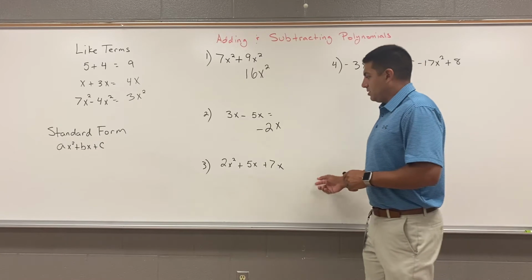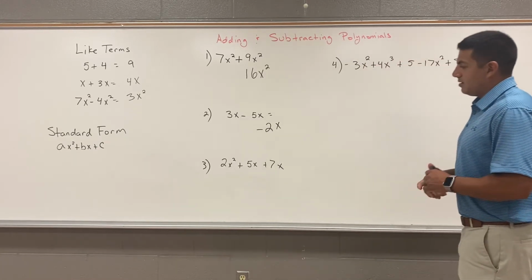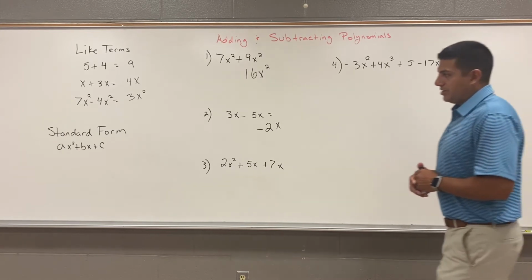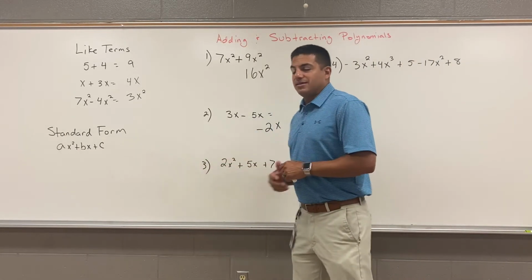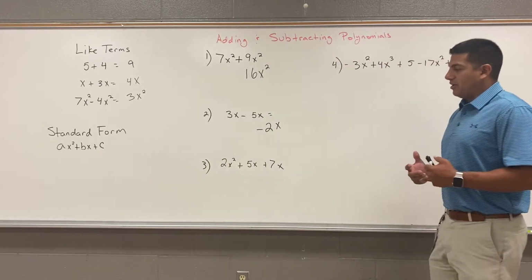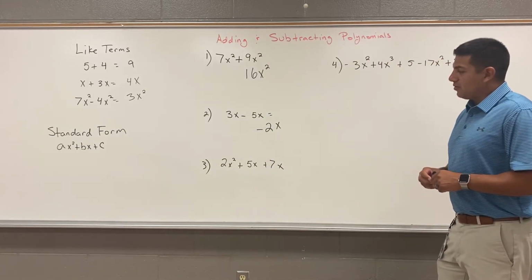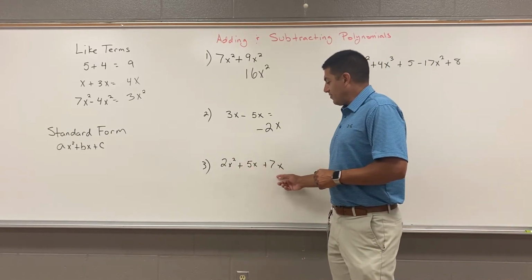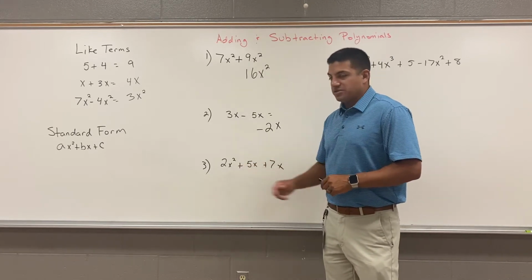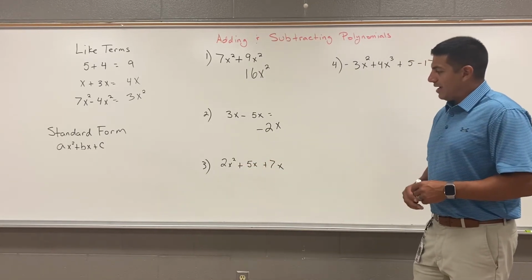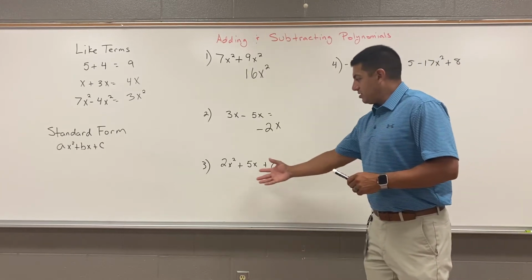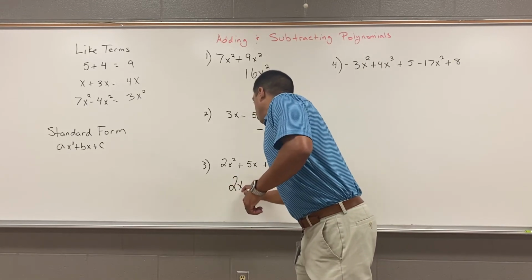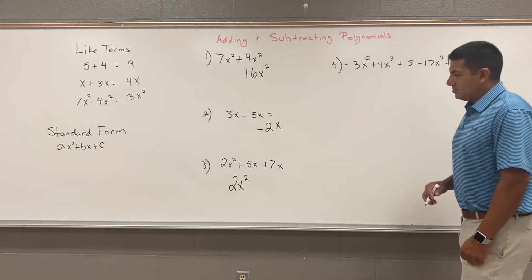The third one, we have a group of a bunch of terms here. To make sure that my answer is in standard form, the easiest thing to do is to go ahead and start with the highest power of x. If we look here, we've got 2x squareds, and then we have a 5x and a 7x. So the x squared is the highest power of x. So I'm going to start with that term, and notice it does not have another x squared to combine with, so that's fine. All we have to do is start with that term and write it down.